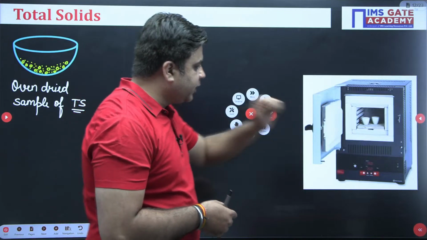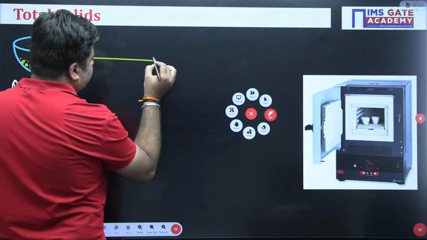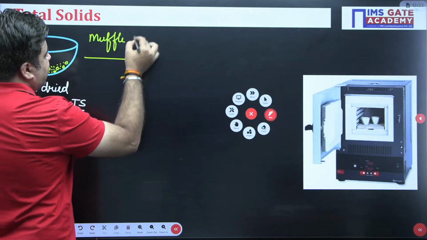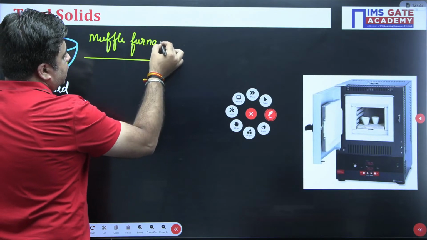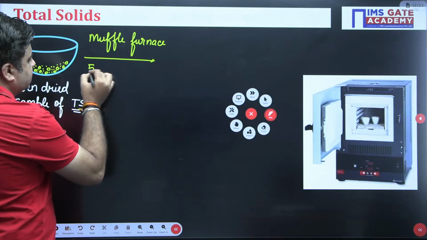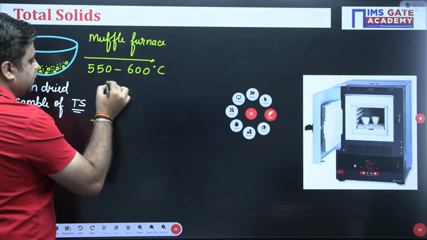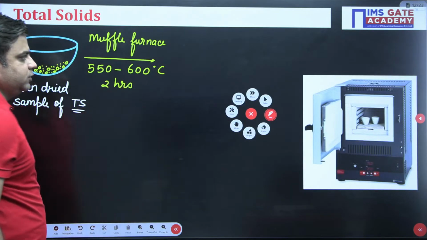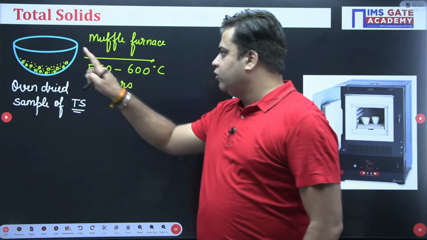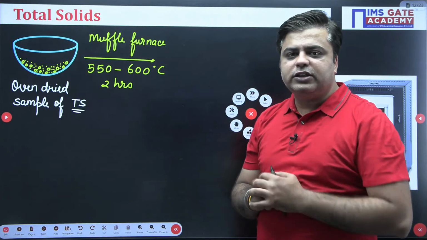So you have this muffle furnace. You take this oven-dried sample of total solids and keep it in the muffle furnace. I have also attached the diagram of the muffle furnace. You keep it at 550 to 600 degrees Celsius for a duration of 2 hours. Very simple.